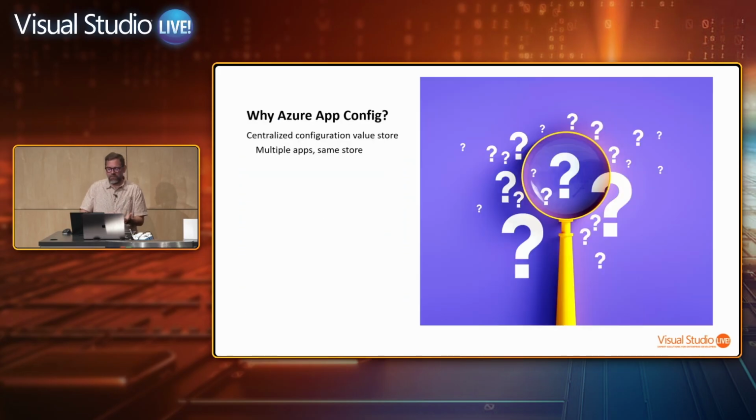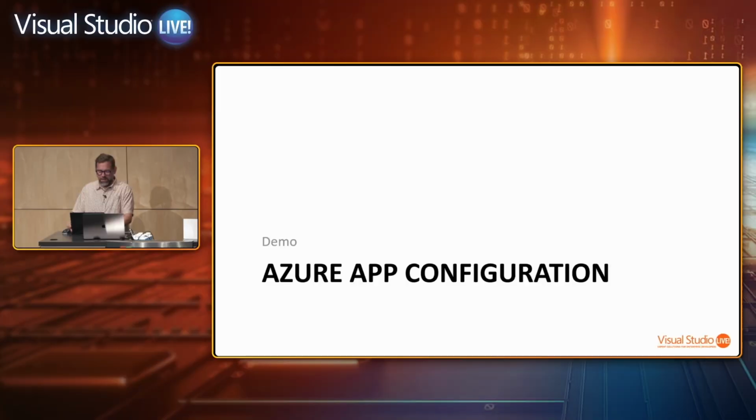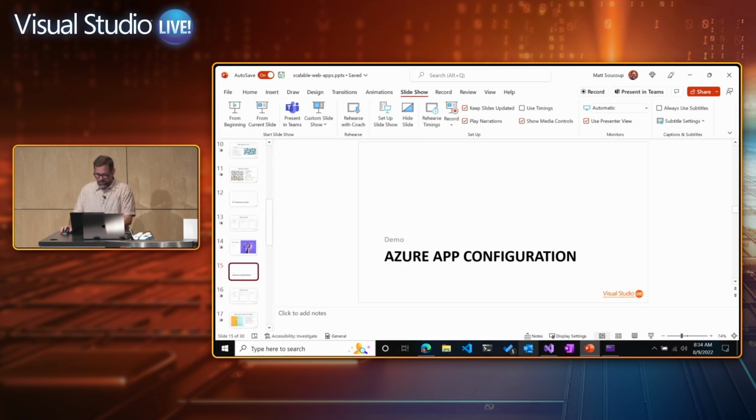So why app config? It's a centralized configuration store. Multiple apps, same store, can get at it. Has Key Vault integration to it, which is super nice. We can do feature flags. So we can do things like A/B testing by using app config. And it's secure using managed identity as before. And there's Visual Studio integration as well. All right. So let's see Azure App Config work within our app.